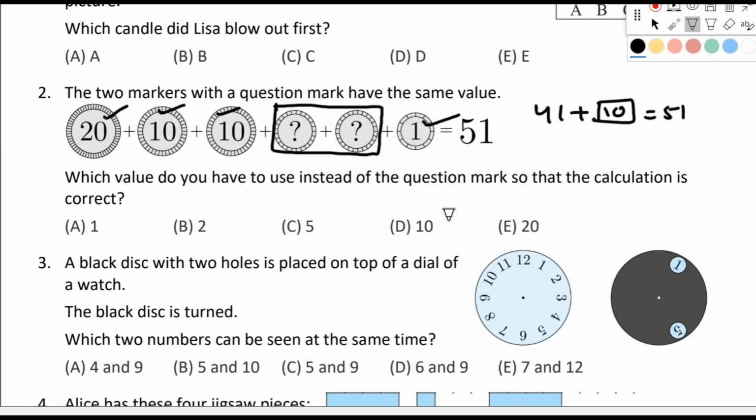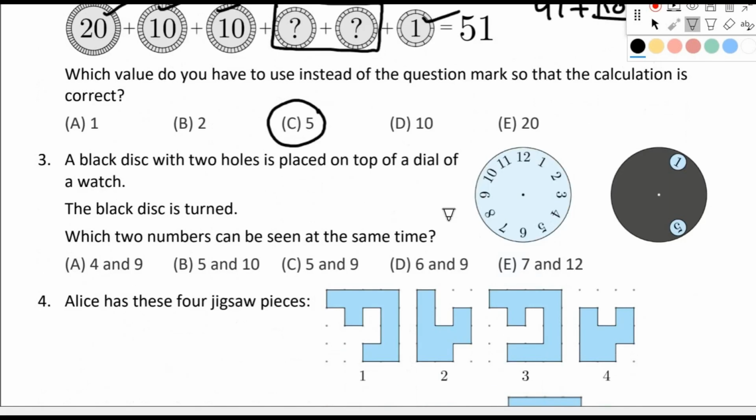So the question is, which value do you have to use instead of the question mark so that the calculation is correct? The same kind of question mark, so the 2 missing numbers should be the same number. I guess it should be option C, because 5 plus 5 is 10. So that is the answer for the second question.